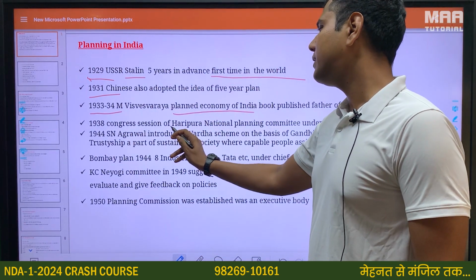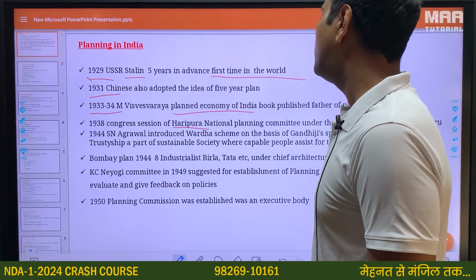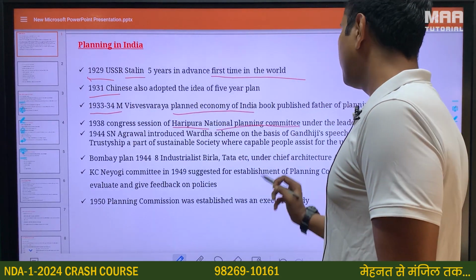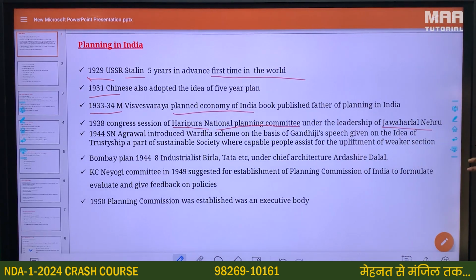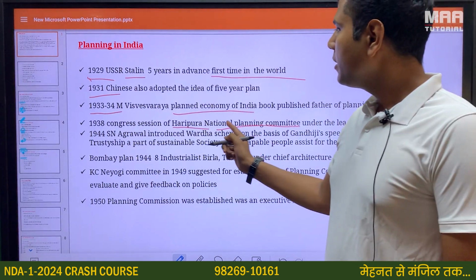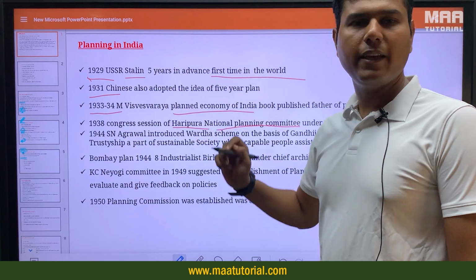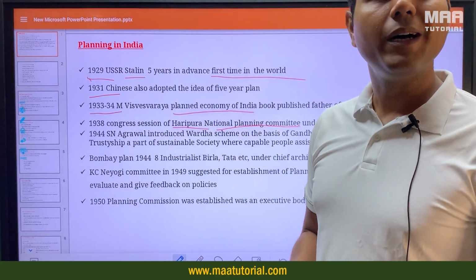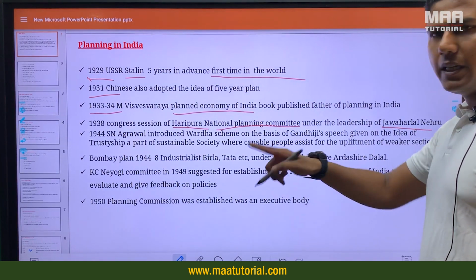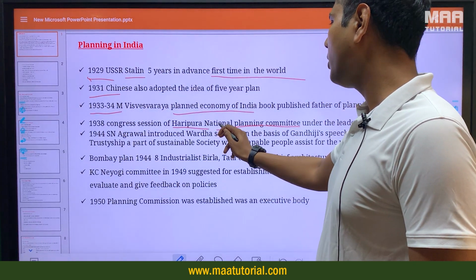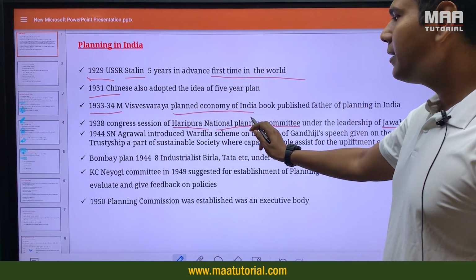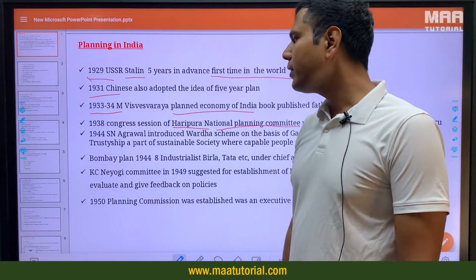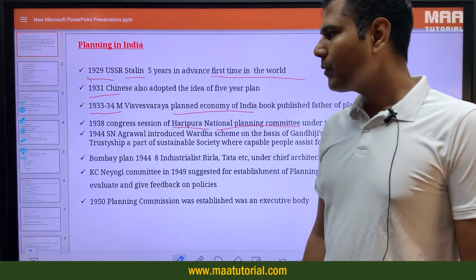So in the Haripura session, the Congress formulated the National Planning Committee under the leadership of Jawaharlal Nehru ji. The president of this 1938 Haripura session was Netaji Subhash Chandra Bose. Under his leadership, this body was formed, the National Planning Committee, and this committee was chaired by Shri Jawaharlal Nehru ji.